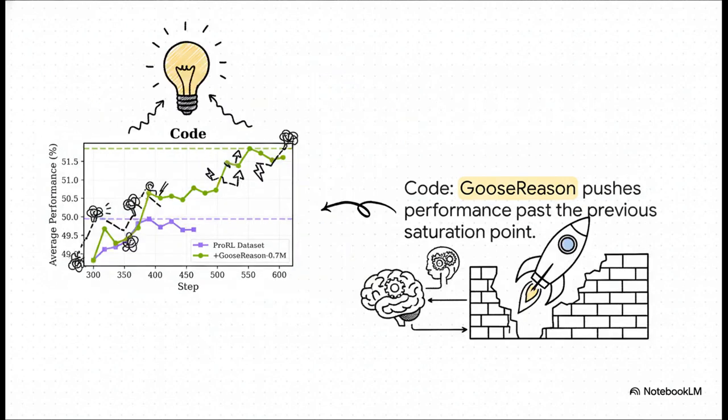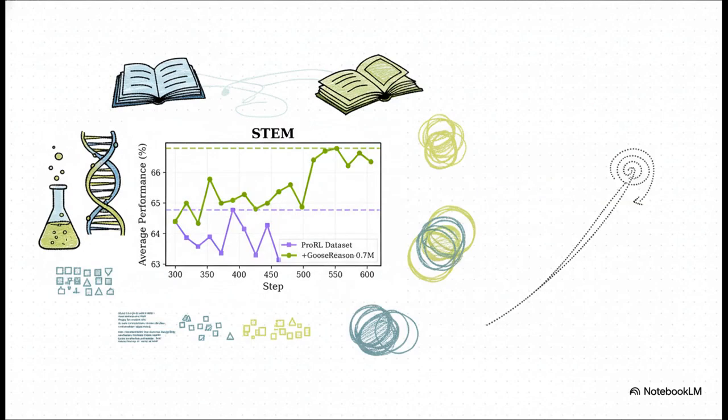And this isn't a one-off. We see the exact same pattern in coding benchmarks. The ProRL dataset leads to stagnation, but once you introduce the Goose Reason data, you reignite that learning curve and push performance way beyond the old plateau. But the most dramatic impact really is in general STEM. The performance gap here is even wider, and that's because this is a domain that had the least amount of RLVR data to begin with.